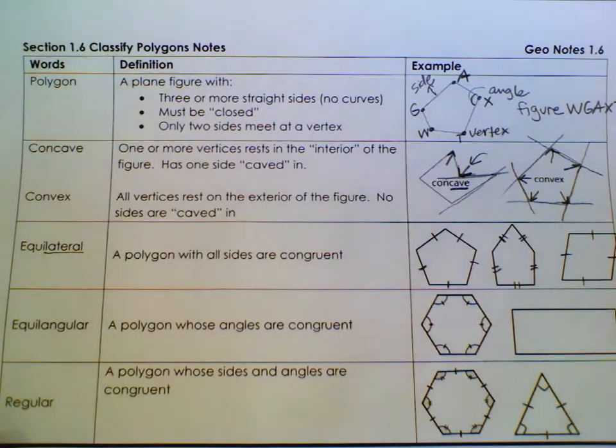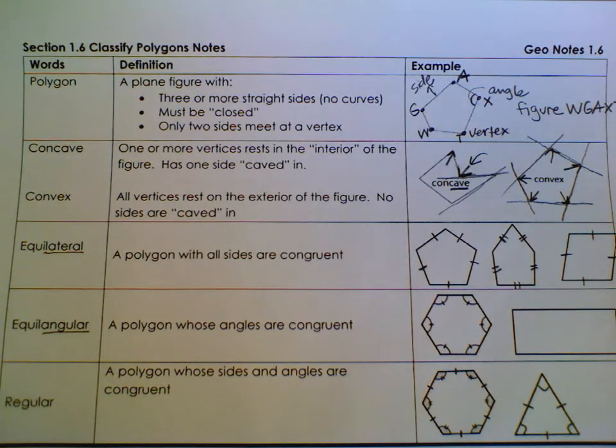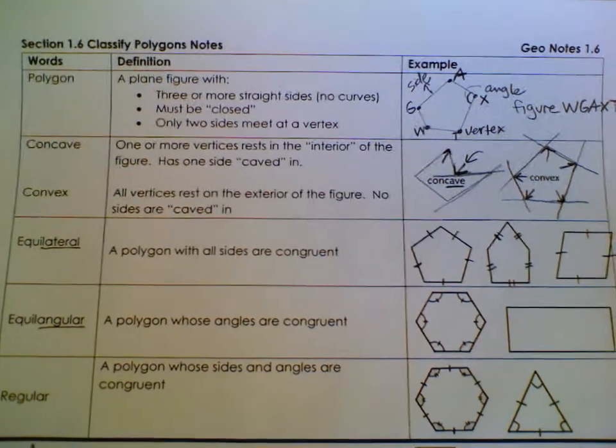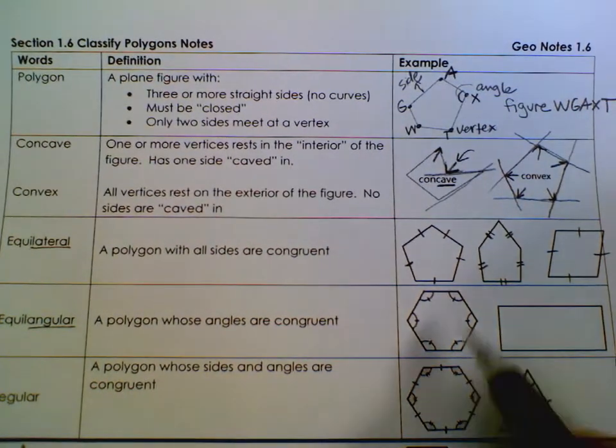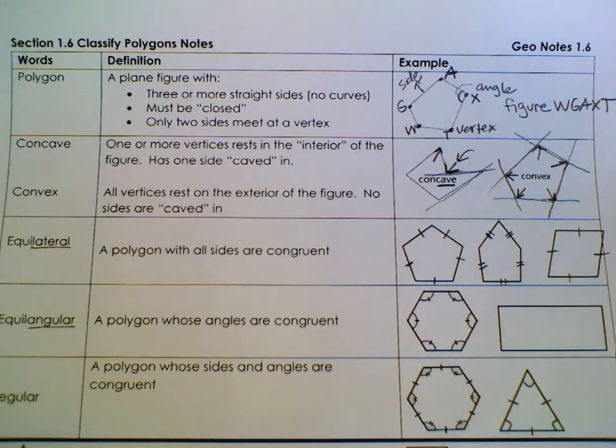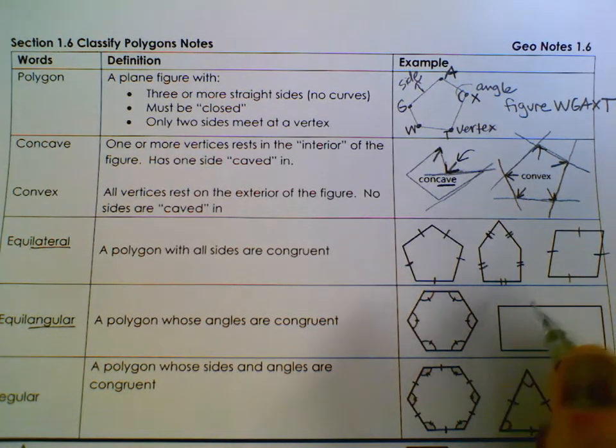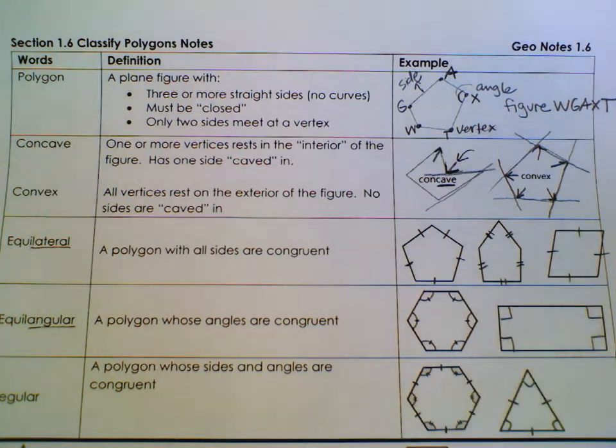All right, equiangular, so that just has the word angle in it. So that's a polygon whose angles are all congruent to each other. So this one has been marked for us with arc marks and tick marks. As long as they all match, they are indicating that the angles are all congruent. All right, this one is not marked, but I'm going to go ahead and square off those angles right there.